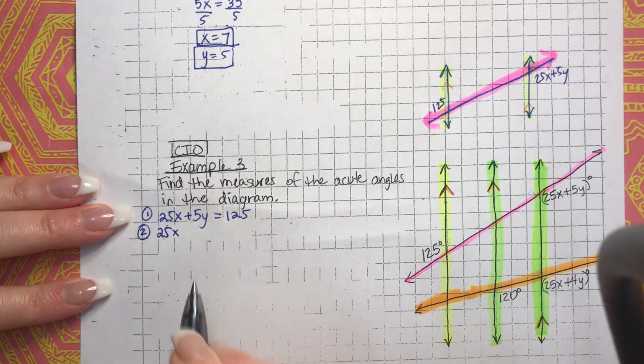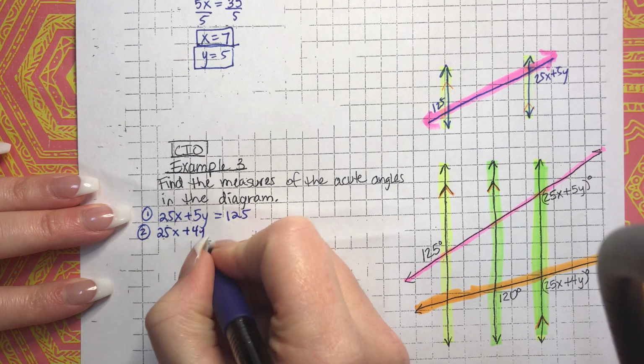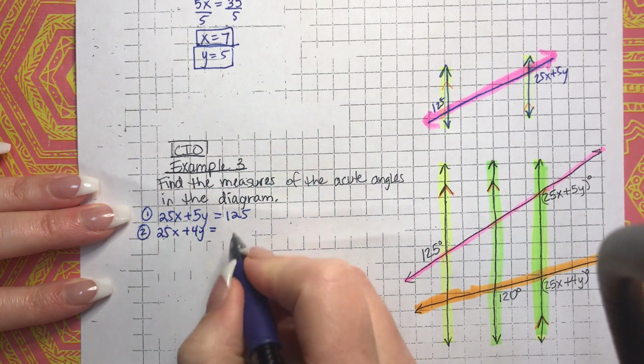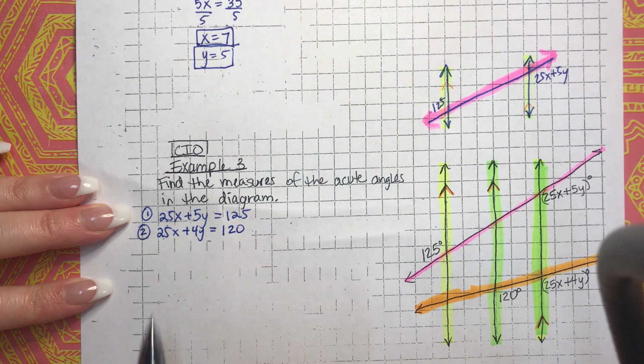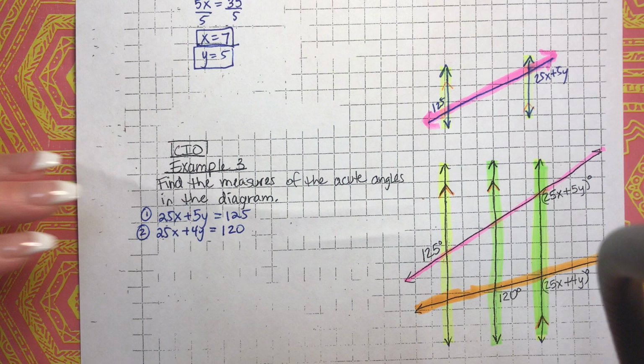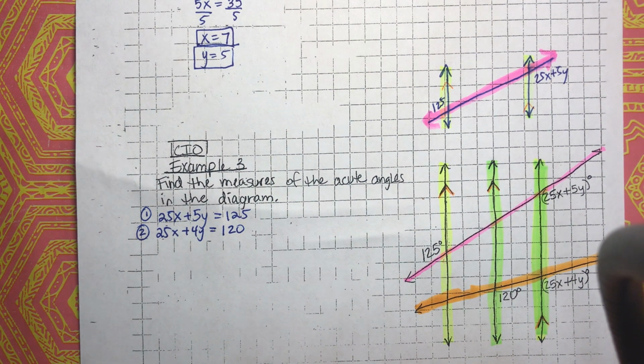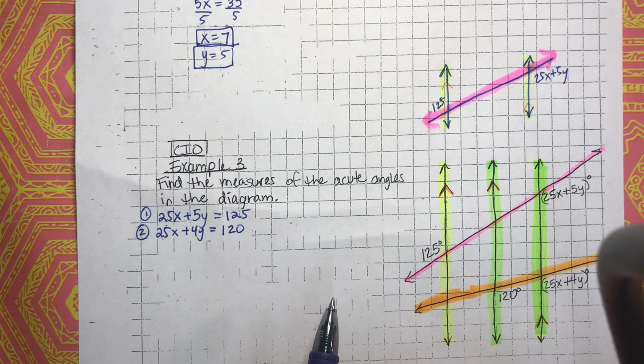And notice, what do we have? We have 2 variables, right? Oh, find the measures of the acute angles in this diagram. Huh, that's different. What a weird thing. I really just think they want us to figure out what X and Y are, but anyways, we'll just go with this.